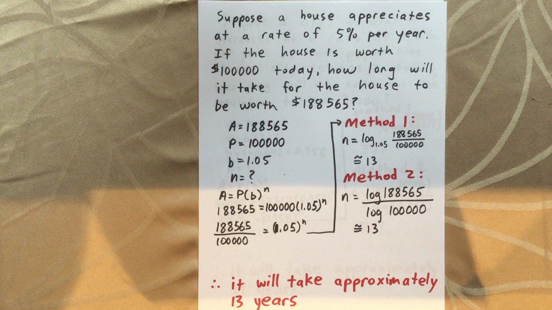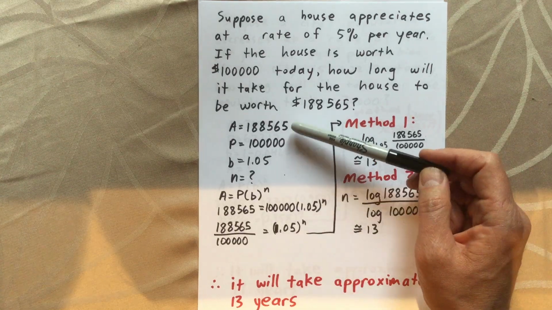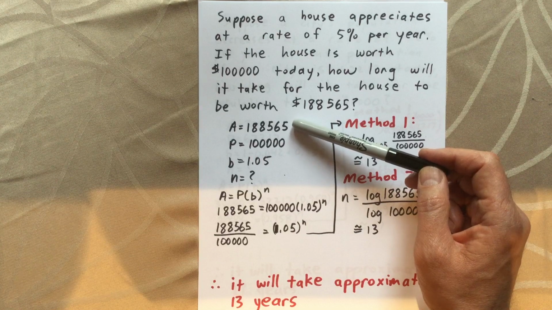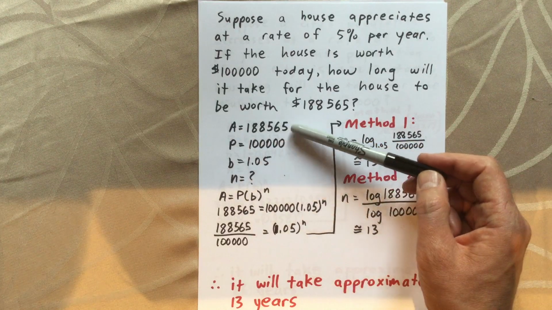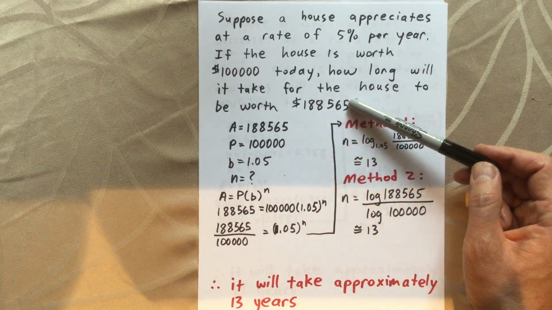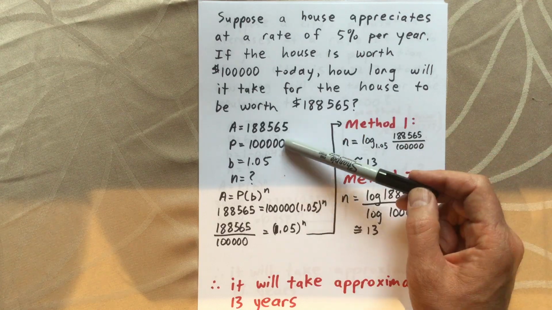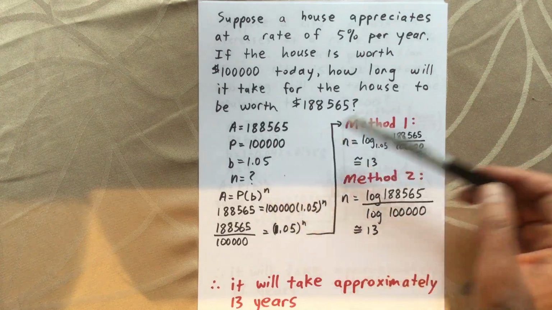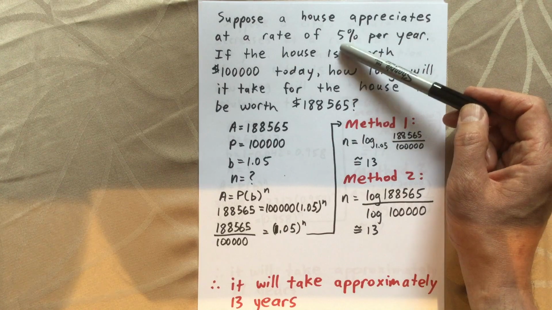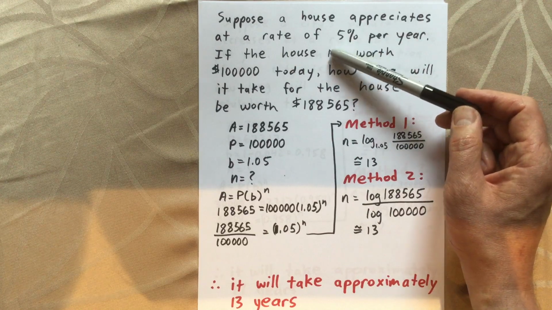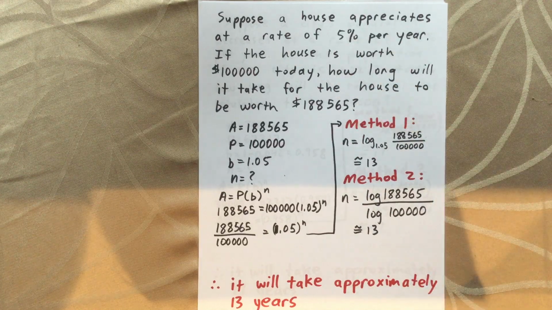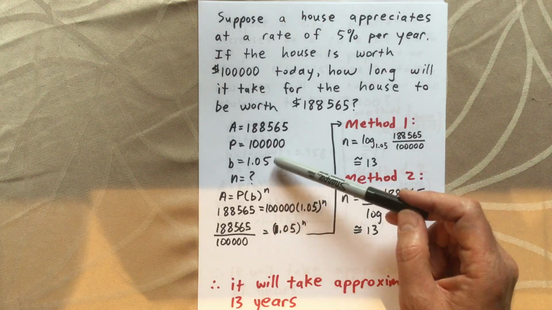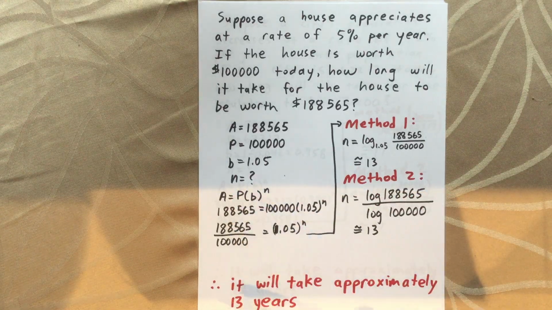Well, this question is asking us to answer in the form of a length of time. That tells me we probably are going to need to use our logarithm button, but let's set it up the way we normally do and see if that is correct. A is equal to 188,565 because that's the amount after all of the exponential growth. P is equal to 100,000. The base is 1.05 because we're increasing at 5% per year. 1 plus 5% is the same as 1 plus 0.05, which is 1.05. N is what we don't know.